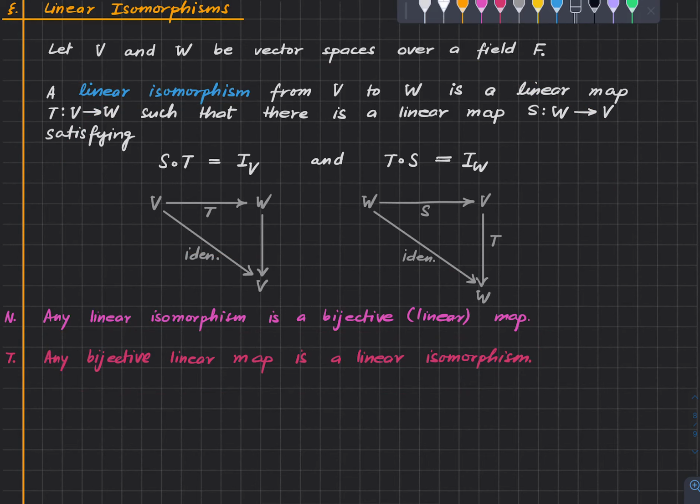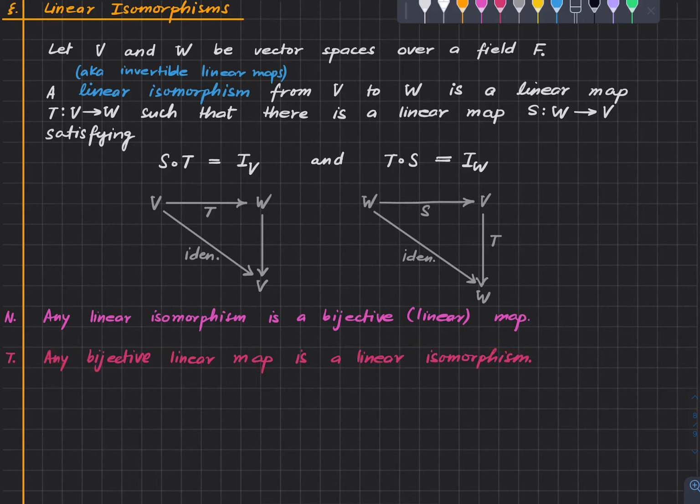Okay, well, let me just say one thing before I continue. A linear isomorphism is also called an invertible linear map. All right. So we will look at the proof of this, but what is being captured here?